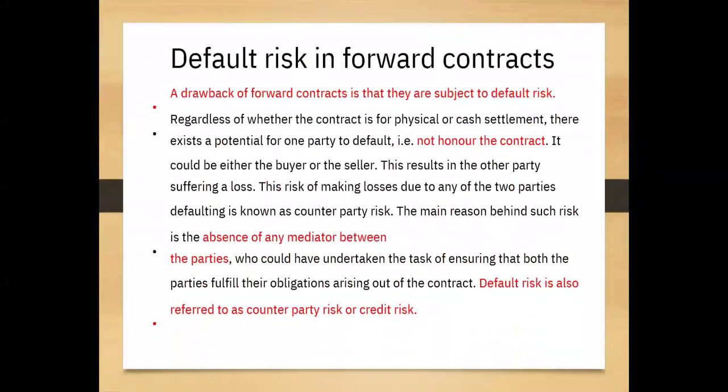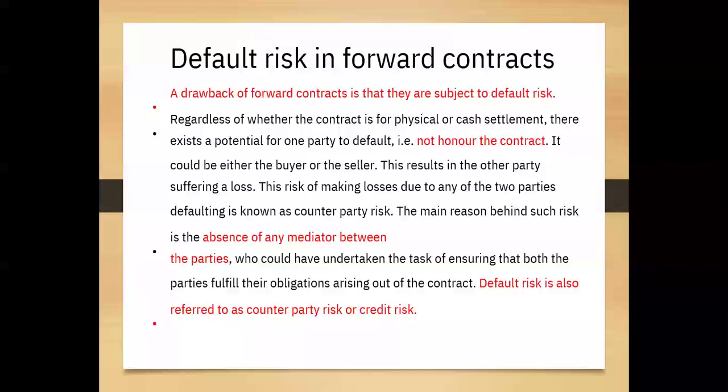Then, default risk in forward contracts. As it is basically traded in the over the counter exchange, there is always the default risk. Regardless of whether the contract is for physical or cash settlement, there exists a potential for one party to default, not honor the contract. It could be either the buyer or the seller. That results in the other party suffering a loss. The risk of making a loss due to either of the two parties defaulting is known as counterparty risk.